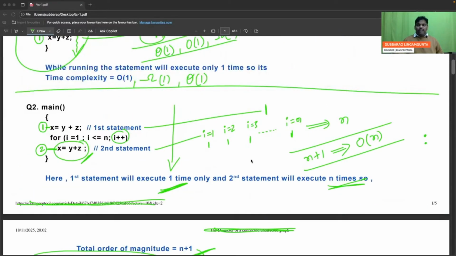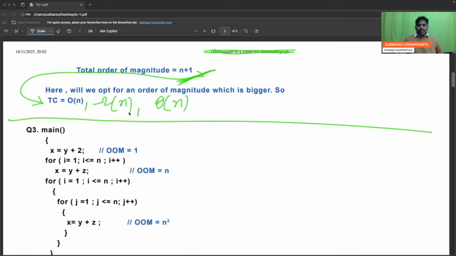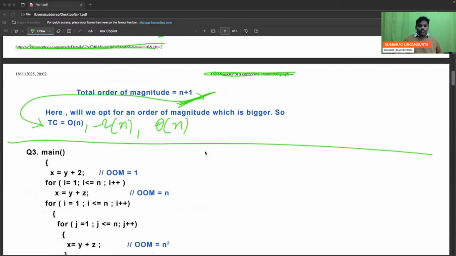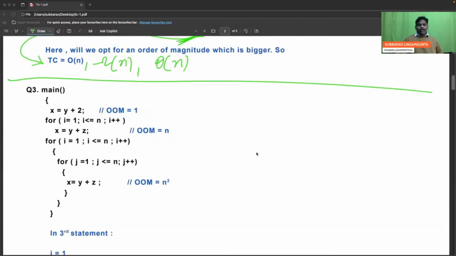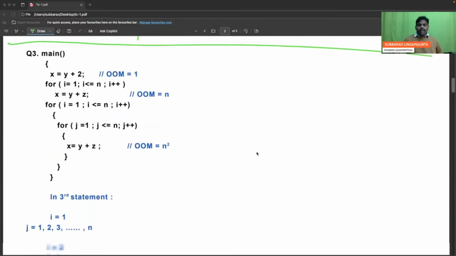Just identify how many statements are there. Two statements are there. Next, while running by the CPU, the first statement will execute how many times? The first statement is not part of a loop, so one time. The second statement is part of the loop: I value 1 one time, I value 2 one more time, I value 3 one more time, up to I value n. Totally, the second statement executes n times. So the total order of magnitude is n plus 1, which can be written as big O of n, omega of n, theta of n. So the time complexity of this program can be written whichever way you want: big O, omega, or theta. I hope no one has any objection until the second problem.